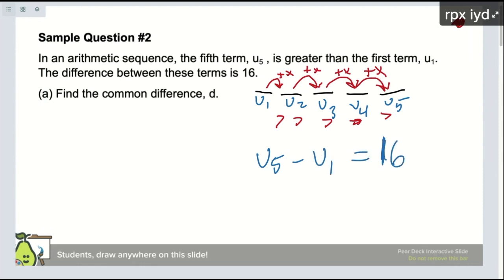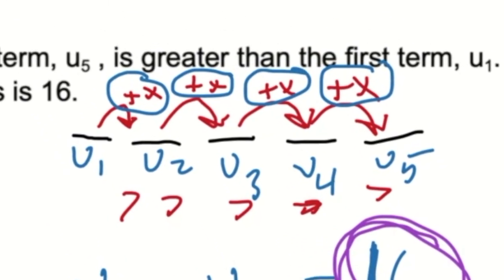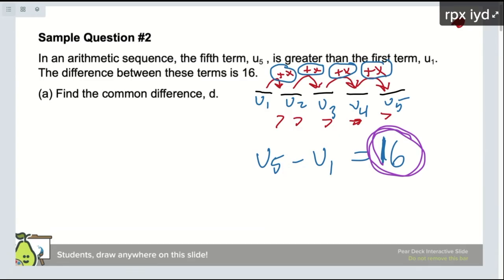Remember, this is an arithmetic sequence, which means it's increasing the same amount each time. And if I know the distance between U5 and U1 is 16, I should be able to figure out how that changed each time. If I know that this is a difference from all 5 of those numbers, I can just divide it by 4. Because technically what I have here is, if you add 4 x's, you get 4x, right? And if I know that the space between these numbers here is 16, I know these have to equal 16.